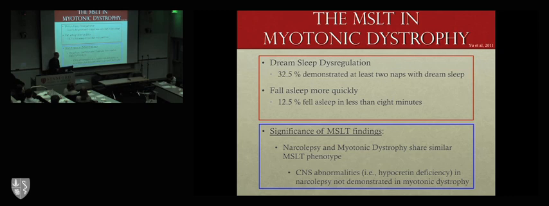So what's the significance of this? I've danced around this issue, but narcolepsy is a condition of central hypersomnia that back in 99, 2000, we actually discovered was due to a deficiency in hypocretin in the brain, in the posterior hypothalamus. If the MSLT phenotype of narcolepsy is similar to myotonic dystrophy, might there be a connection to hypocretin?